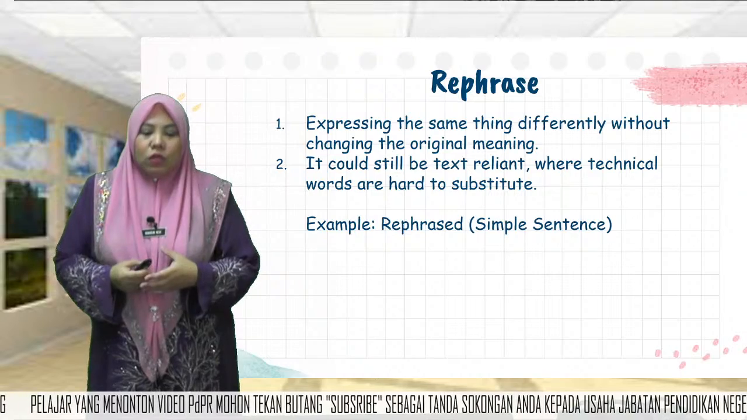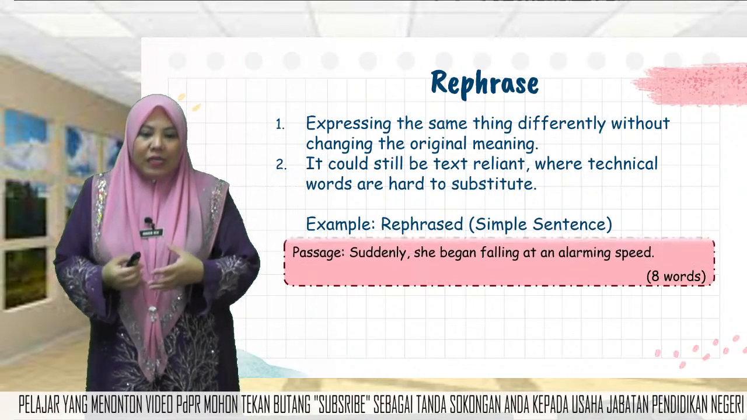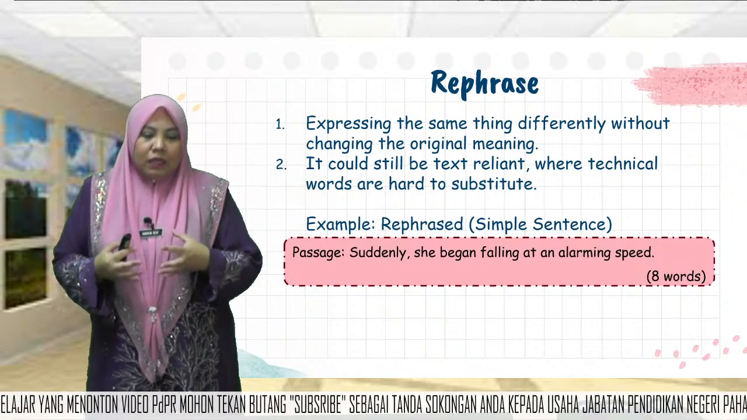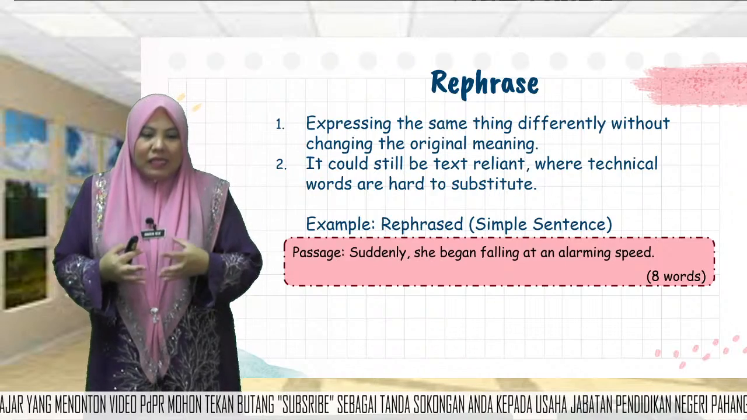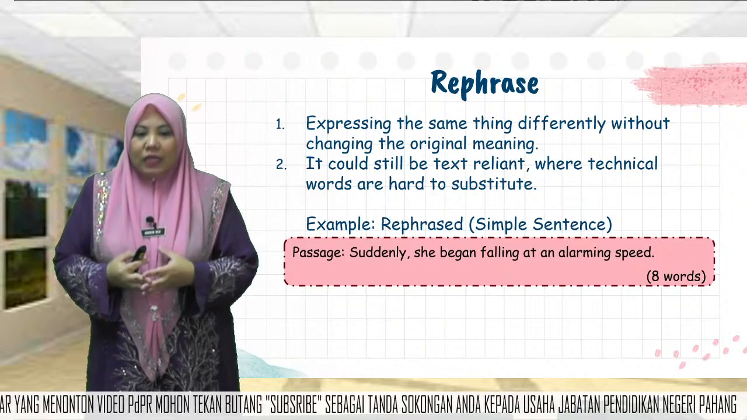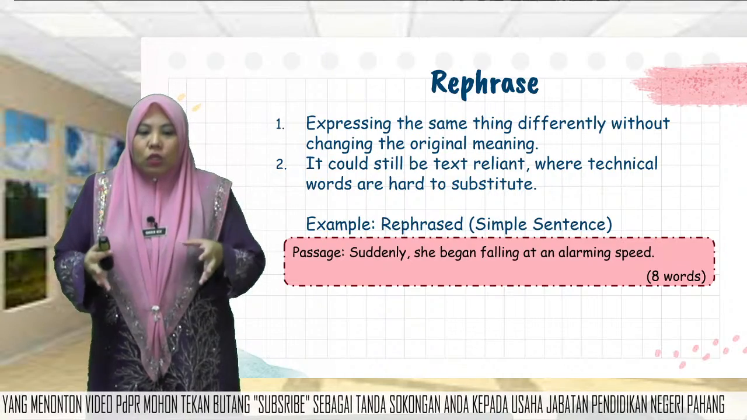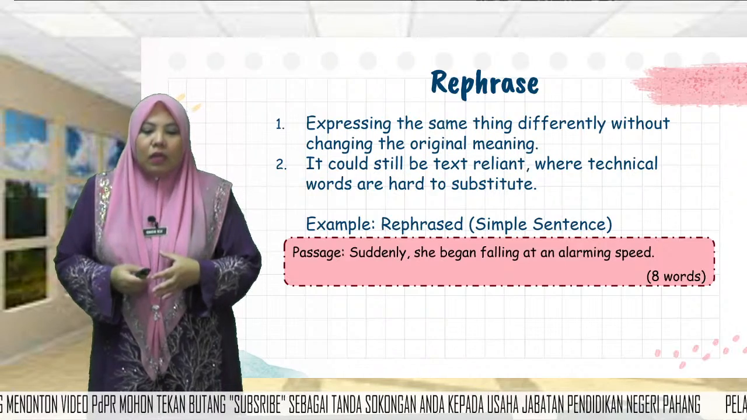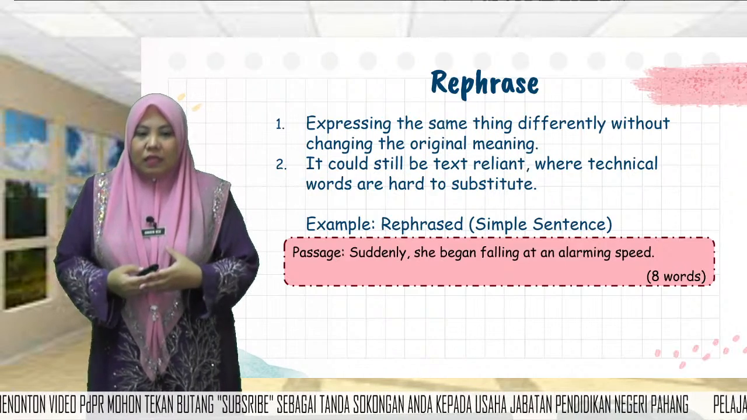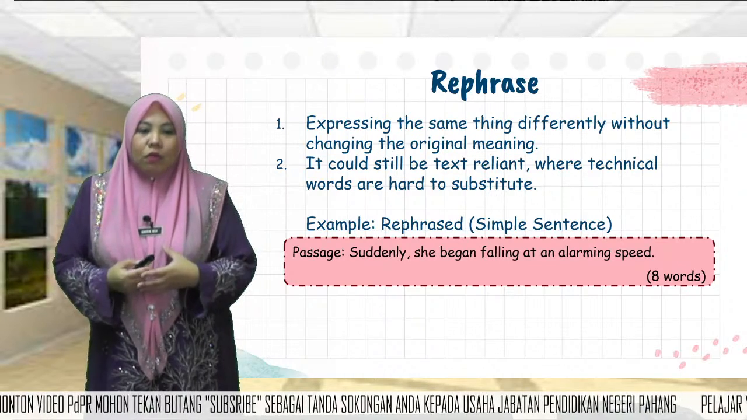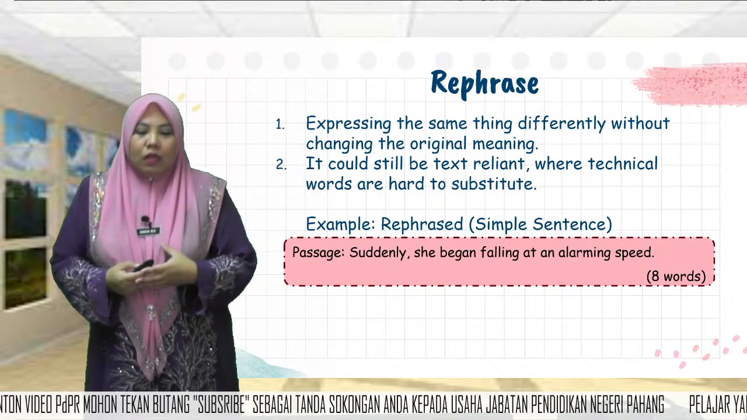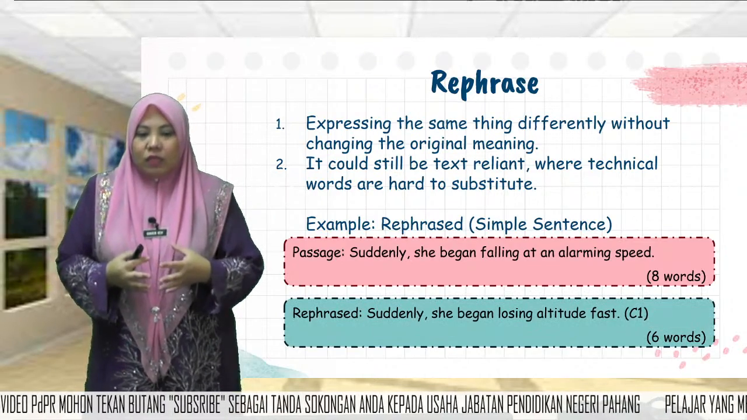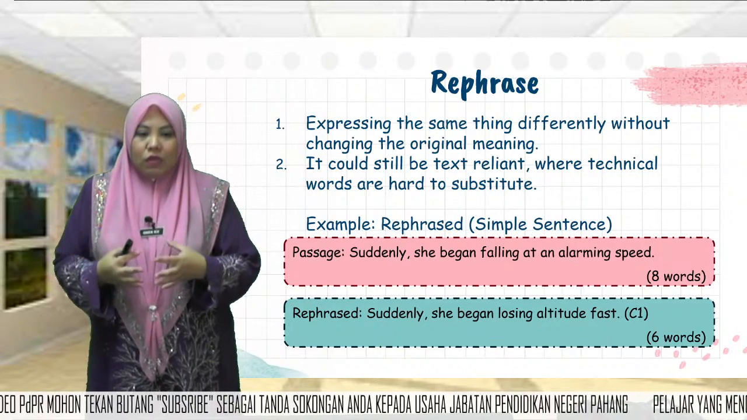Right? So let's go to the first example. Okay, rephrasing a simple sentence. From the passage, when you locate this simple sentence, suddenly she began falling at an alarming speed. So if you count the words one by one, this would be 8 words. Alright? So when you rephrase this sentence, meaning you change the sentence, retaining the original meaning, it will become: suddenly, she began losing altitude fast. Okay, so this is content point number 1.